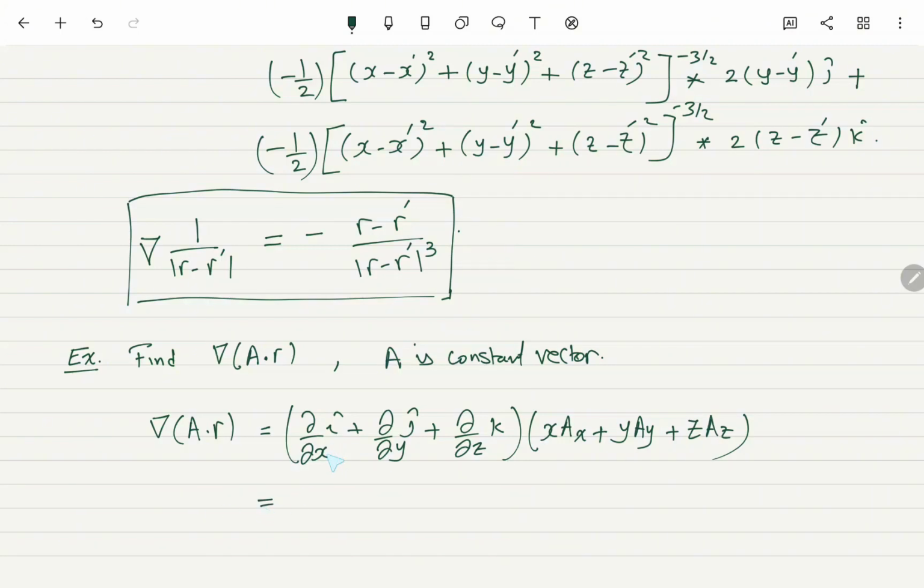You apply this one here, you will get ax i plus ay j plus az k, which is actually equal to vector A itself.